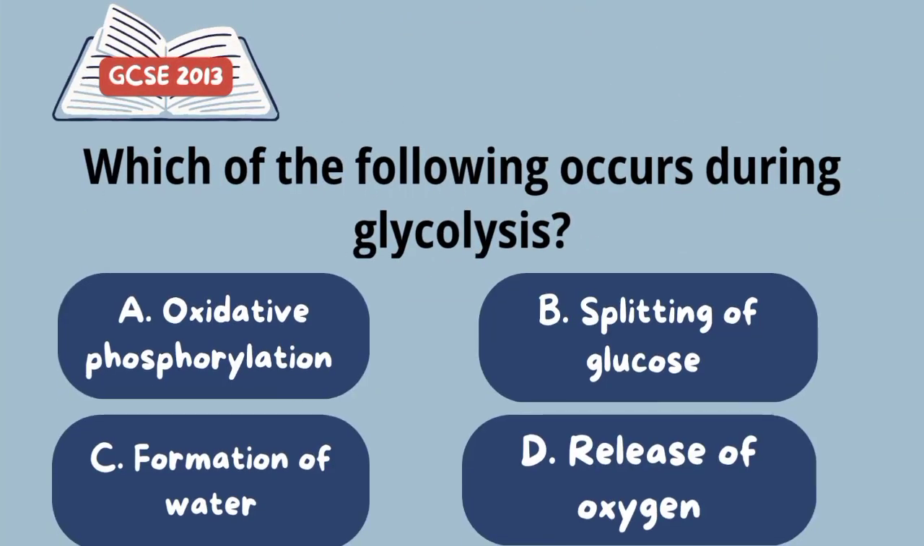Next question, WAEC 2013. Which of the following occurs during glycolysis? A. Oxidative phosphorylation, B. Splitting of glucose, C. Fermentation of water, D. Release of oxygen. Think and pick your answer.